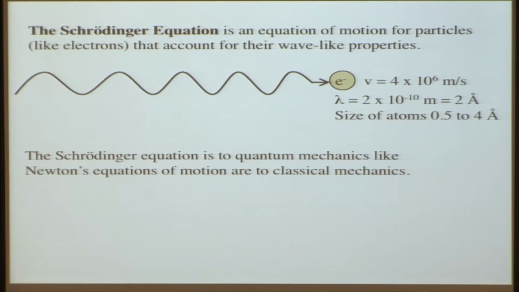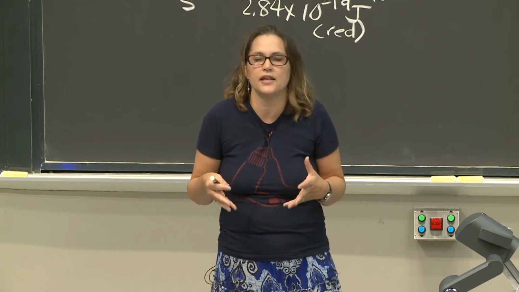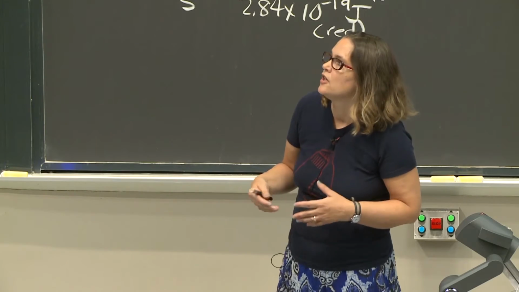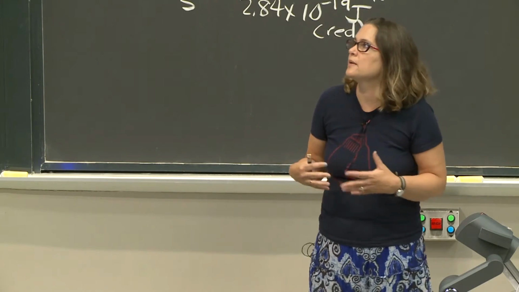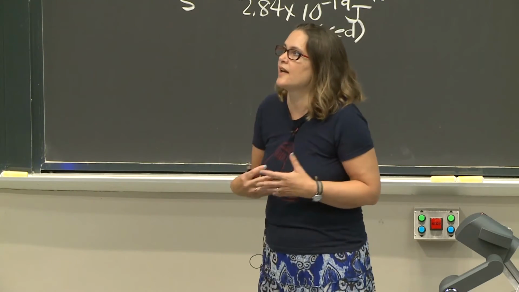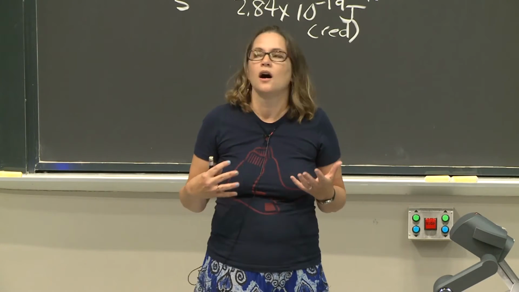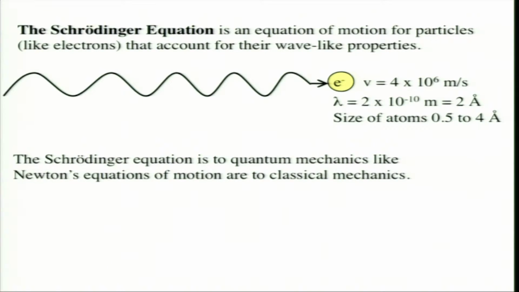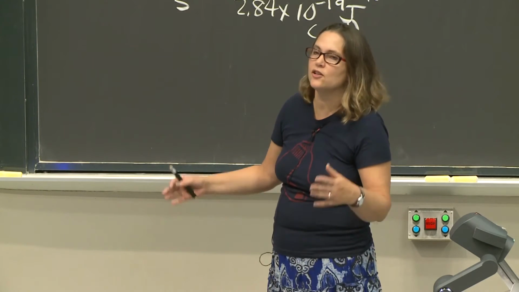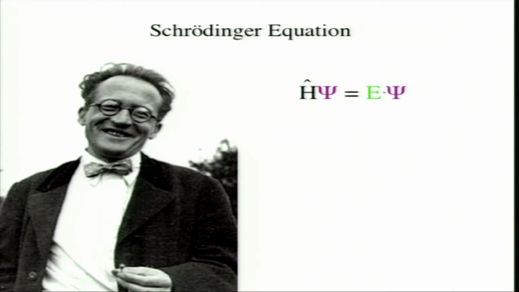It's really important when you have a wavelength that is so similar to the size of the object that you're thinking about. So the Schrödinger equation really became to quantum mechanics like Newton's equations were to classical mechanics. So what is the Schrödinger equation? Here's a picture of Schrödinger, and he looks so happy. I would be happy too if I had come up with this equation, I think.